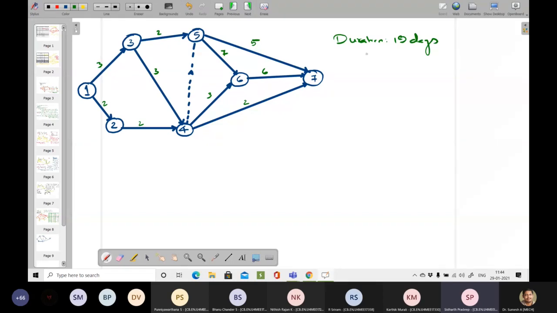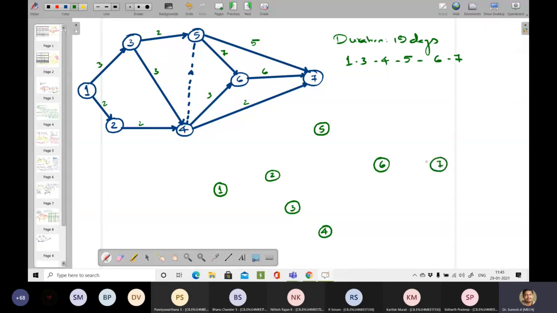Yeah, one minute. Nodes 1, 2, 3, 4, 5, 6, 7. Now next is the second problem. Nodes 1, 2, 3, 4, 5, 6, 7.